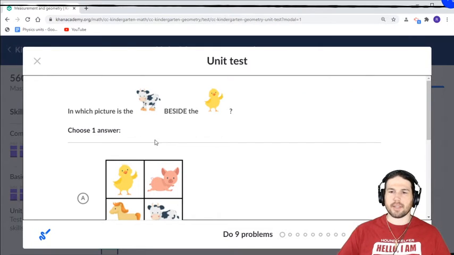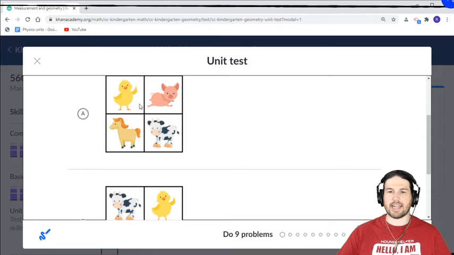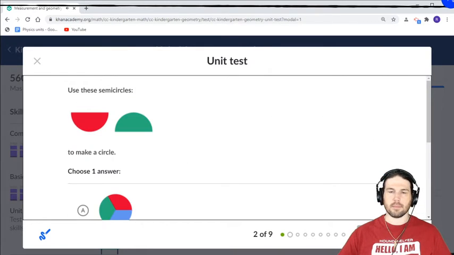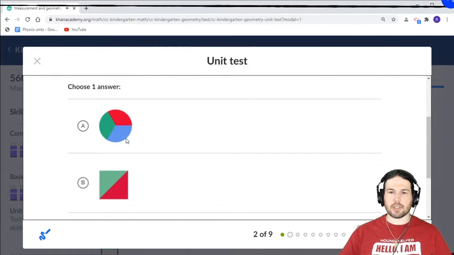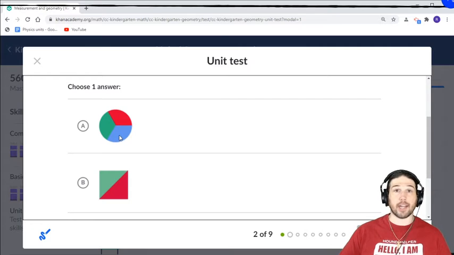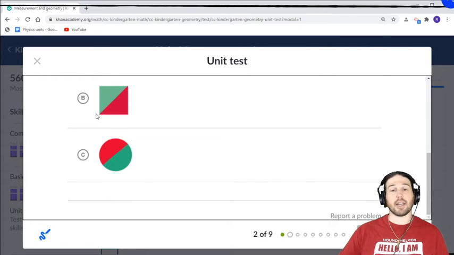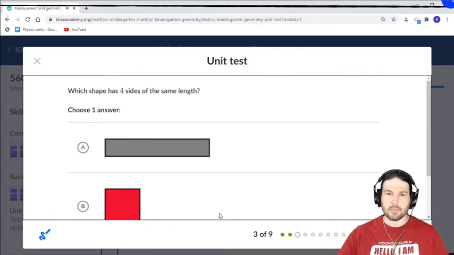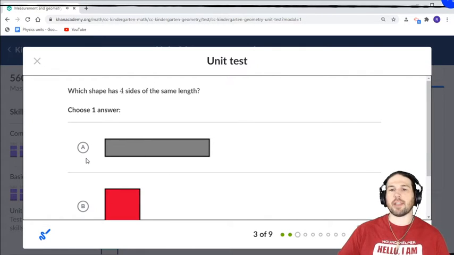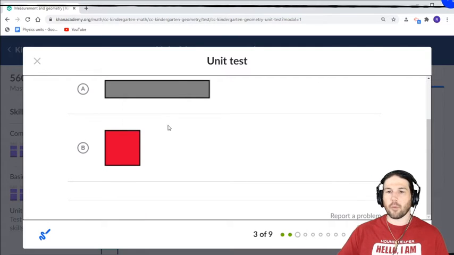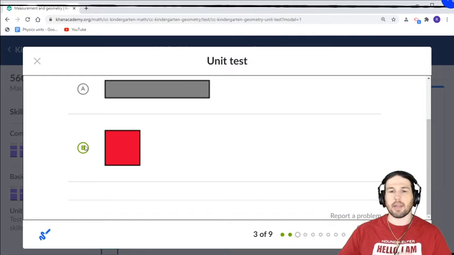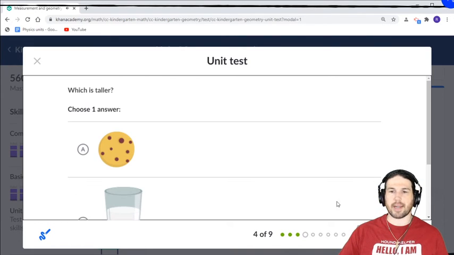In which picture is the cow beside the chick? Well, they're diagonal here, so it's definitely B. Use these semicircles to make a circle. That looks like the Google logo or a pie chart. Clearly wrong. That's not even a circle, that's a square, so C is the correct answer. Which shape has 4 sides of the same length? Well, the rectangle up there, the gray one, does have 4 sides, but they're clearly not the same length, so the red square is the correct answer.